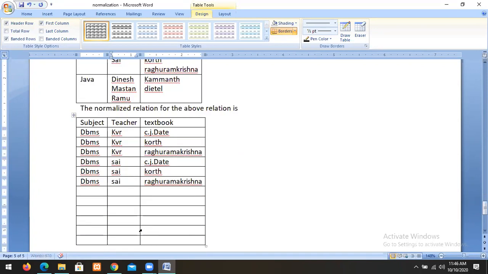This is DBMS. If you go for Java, the subject is taught by Dinesh. Use the same books for the same subject. This will be used by Mustang.